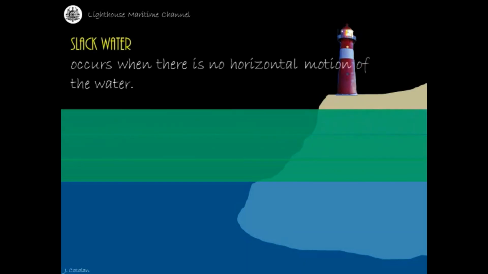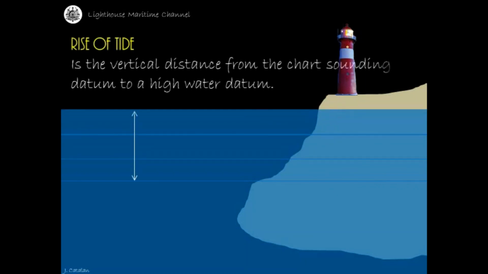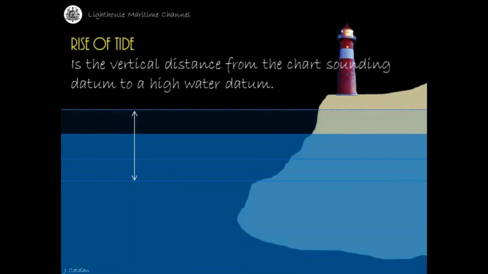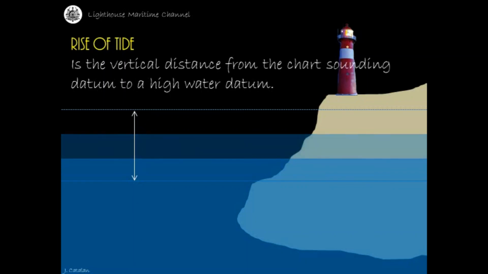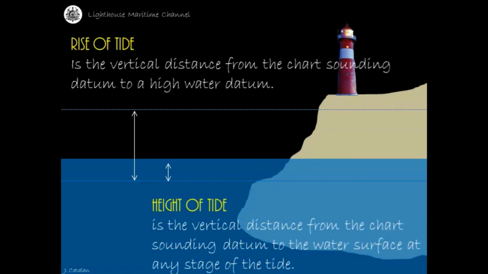Slack water occurs when there is no horizontal motion of the water. Rise of tide is the vertical distance from the chart sounding datum to a high water datum. Height of tide is the vertical distance from the chart sounding datum to the water surface at any stage of the tide.